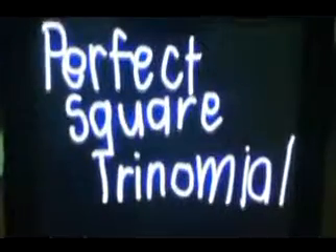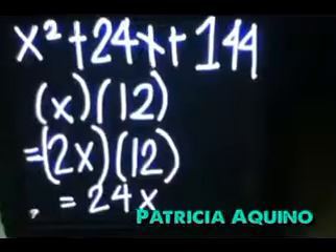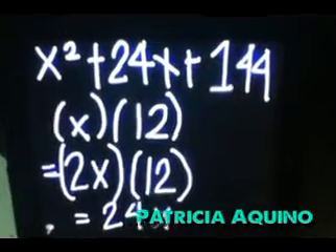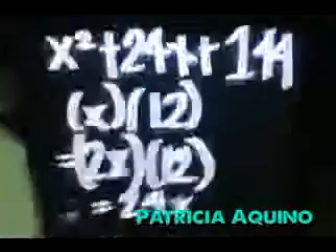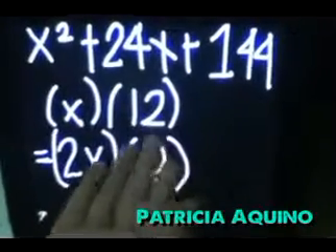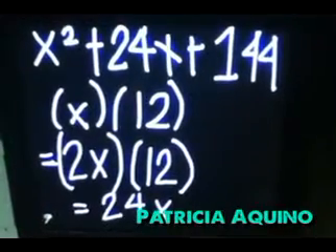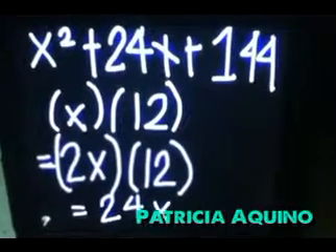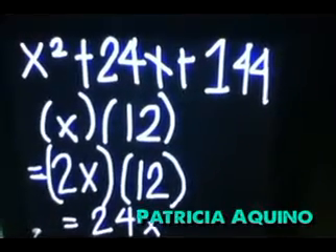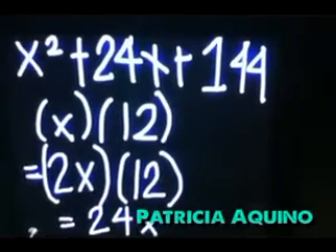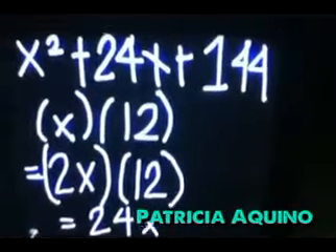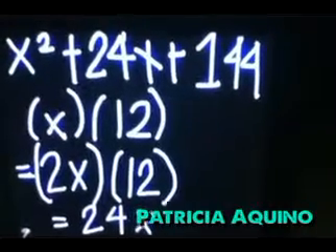Perfect square trinomial. Today we are going to discuss about the perfect square trinomial. First step, get the square root of the first and the last term. Here is the square root of the first term and here is the square root of the last term. Twice the square root of the first term, and then multiply it by the square root of the last term. Multiply it both and we will arrive at the answer of 24x. It means that it is a perfect square trinomial.